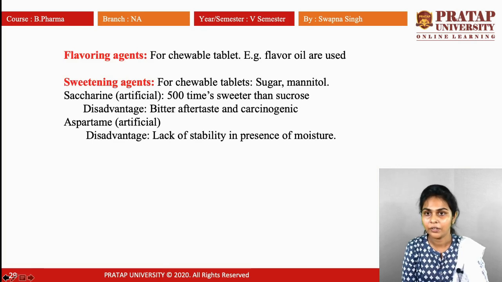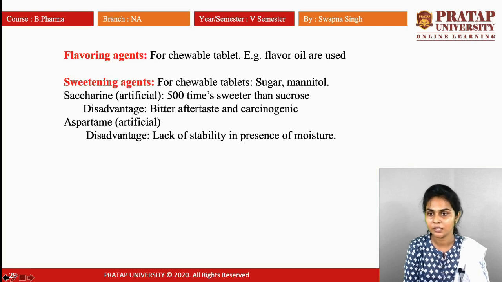Next is flavoring agent. For chewable tablets, for example, flavor oils are used. There are some flavoring agents. Next are sweetening agents. For chewable tablets: sugar, mannitol, saccharin, that is artificial, 500 times sweeter than sucrose. There is some disadvantage of saccharin. It has a bitter aftertaste and it is carcinogenic. So we should not use saccharin.